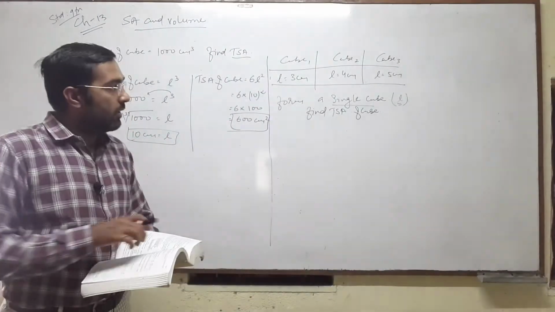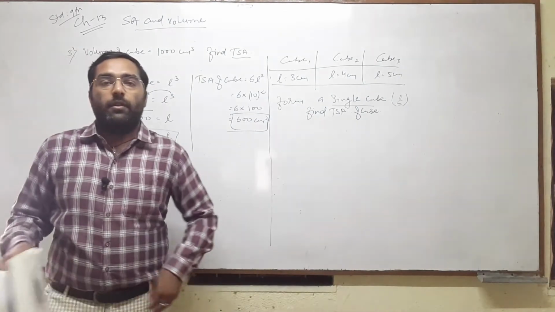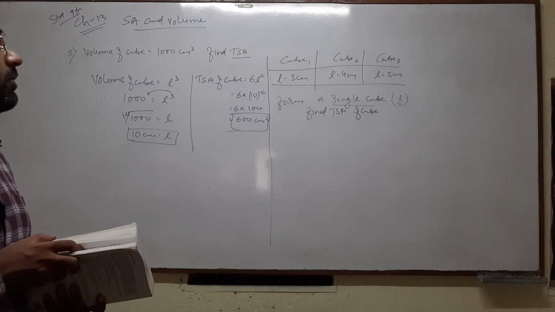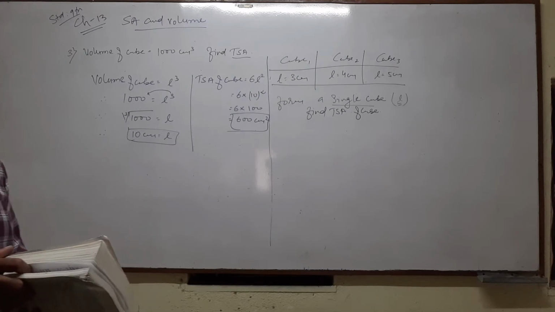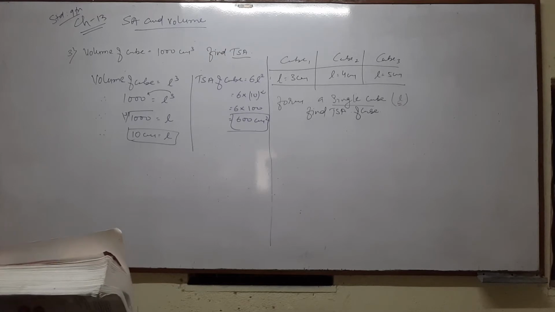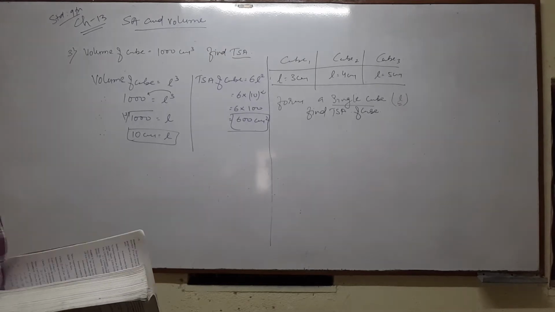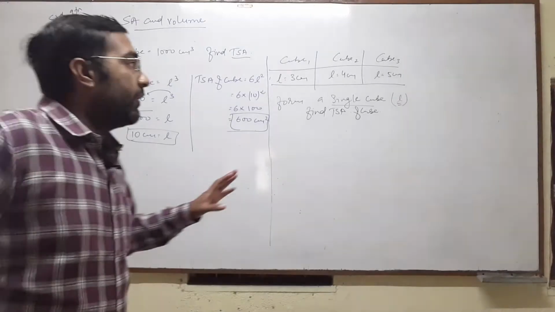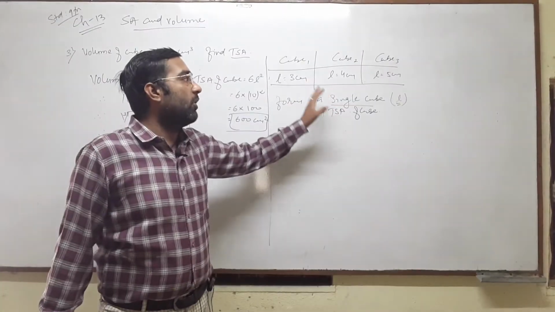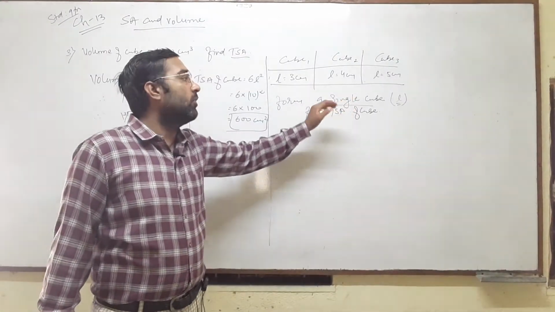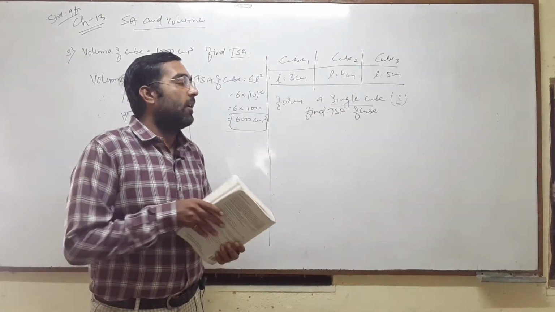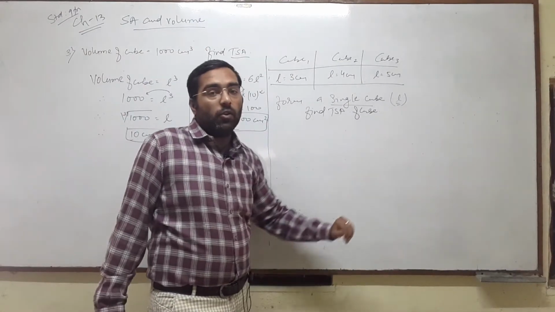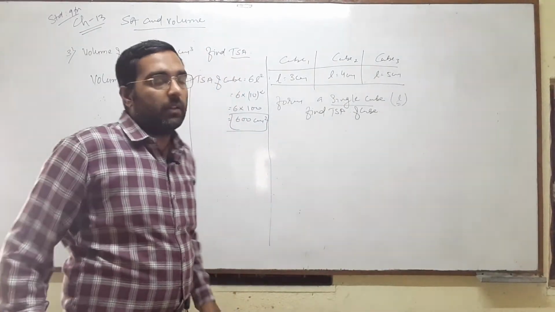Clear, students? Now we need to melt all of these 3 cubes to form a single cube. All of these cubes are melted. Now after melting all of these 3 cubes, I'll get one single cube. So I have to find length of that single cube and also total surface area of that single cube.